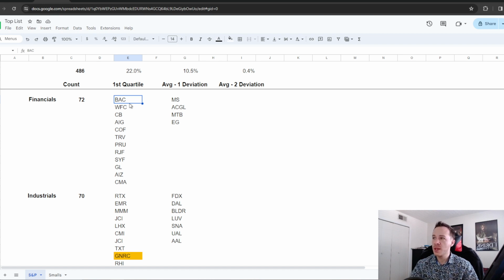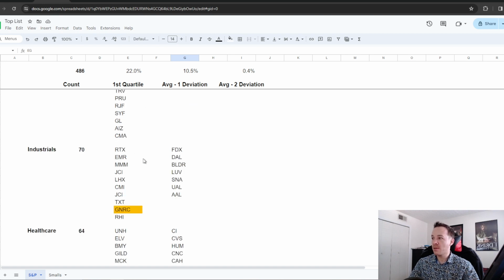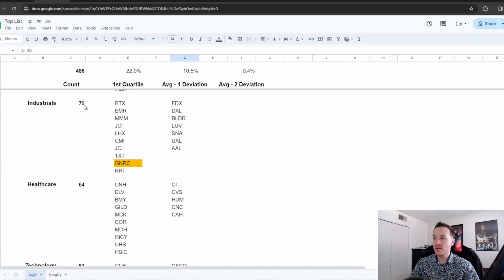We can go through the list. In the first quartile for financials, we have BAC, WFC, CB, AIG, COF, TRV, PRU, RJF, SYF, GL, AIZ, CMA. In the second category, which is average minus one standard deviation, we have MS, ACGL, MTB, and EG. Now, I'm not necessarily going to go through and name off all the tickers in all those categories because that'll just be me spouting off a lot of letters, but we can come down to each of these categories. Industrials, we had 70 companies to look at.